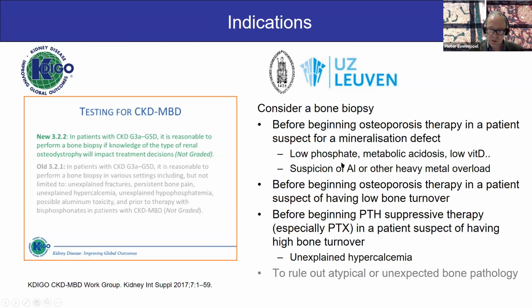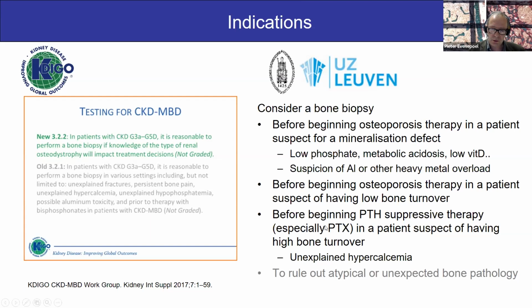Or when you live in an area where aluminium is still used as a phosphate binder, or where there is a lot of contamination of the dialysis water with heavy metals, including aluminium, there is a suspicion of aluminium and/or iron overload. This is also a formal indication to perform a bone biopsy. Certainly when you consider osteoporosis therapy because the patient is presenting with a fragility fracture. Also, before beginning osteoporosis therapy in a patient suspected of having low bone turnover, because in this patient the most common treatment, an anti-resorptive agent, would not make sense. It will not help these patients as the turnover at baseline is already low.